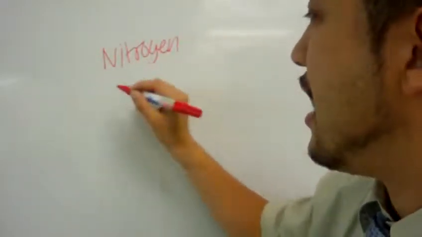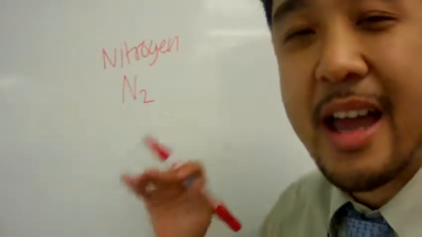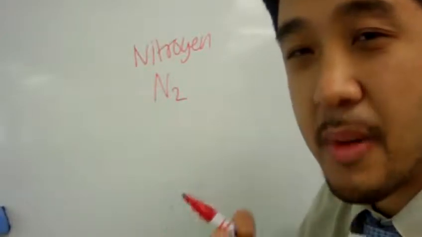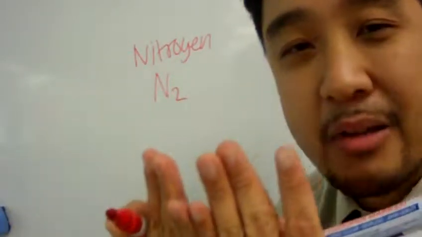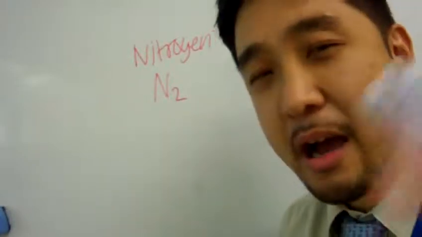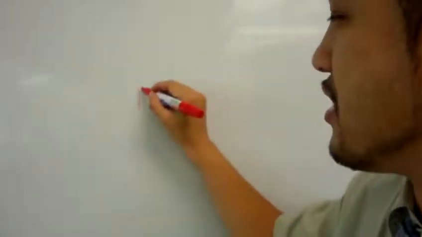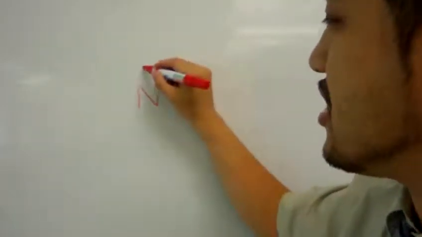All right, elemental nitrogen, which is basically nitrogen gas, and its formula is N2. That means for each molecule of nitrogen, there are two nitrogen atoms combined together in a covalent bond. And how are you going to represent this? Well, first, we need to draw the valence electrons for each nitrogen.